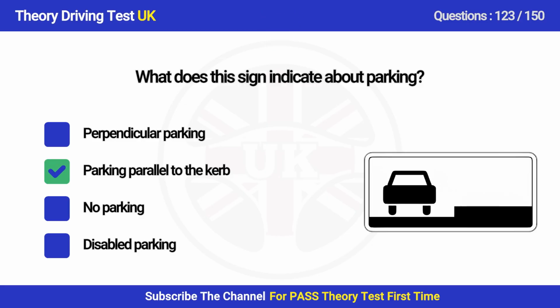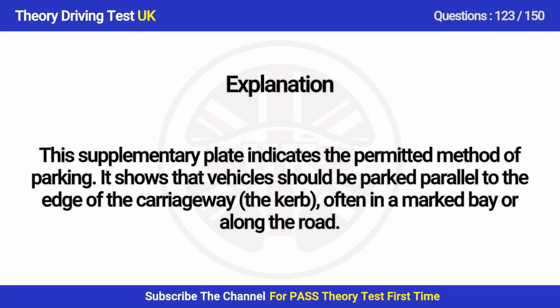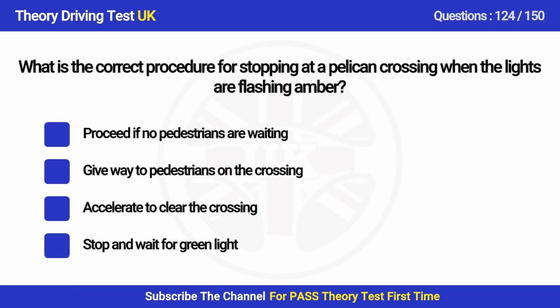Answers is B. Parking parallel to the curb. This supplementary plate indicates the permitted method of parking. It shows that vehicles should be parked parallel to the edge of the carriageway, the curb, often in a marked bay or along the road. Question 124. What is the correct procedure for stopping at a pelican crossing when the lights are flashing amber?